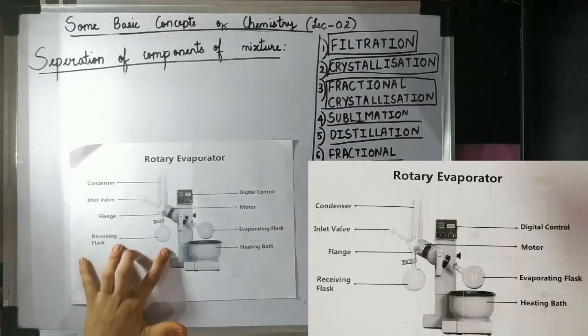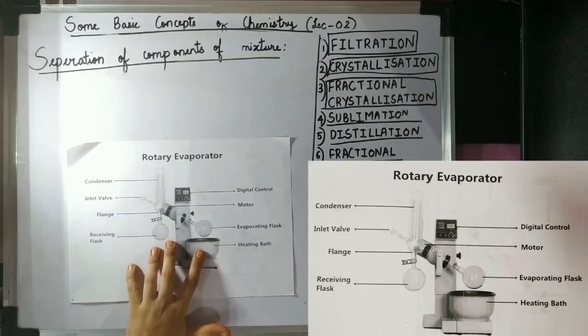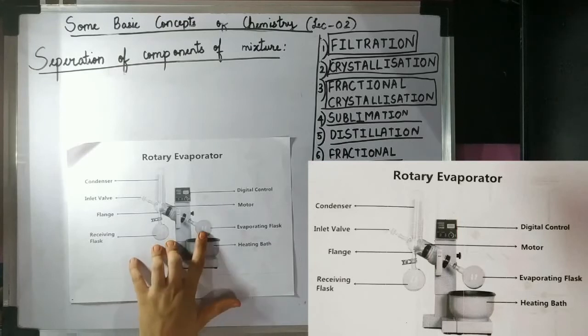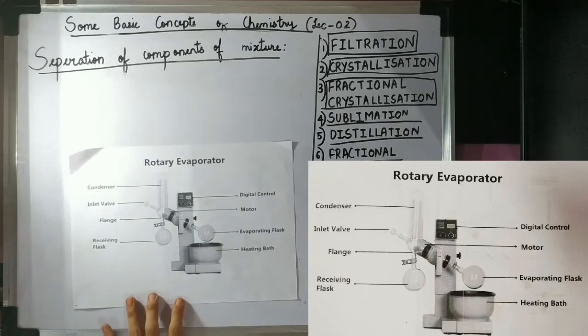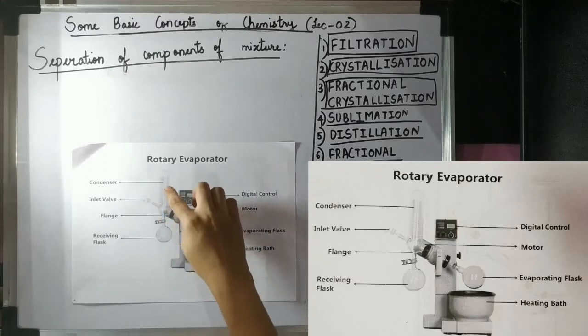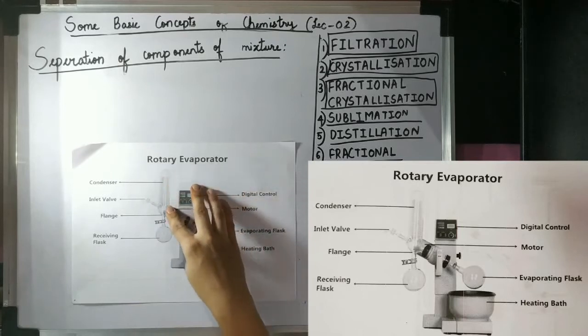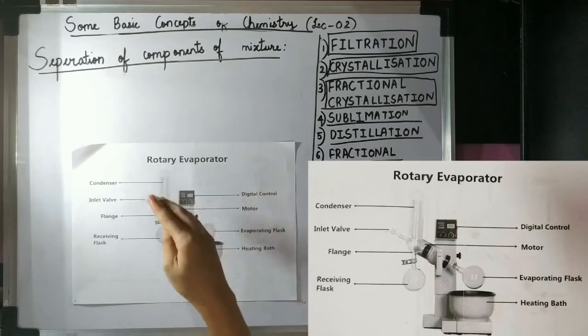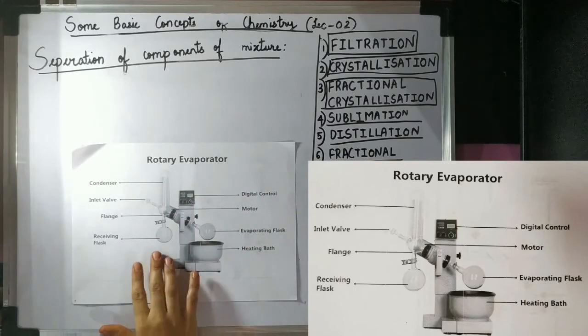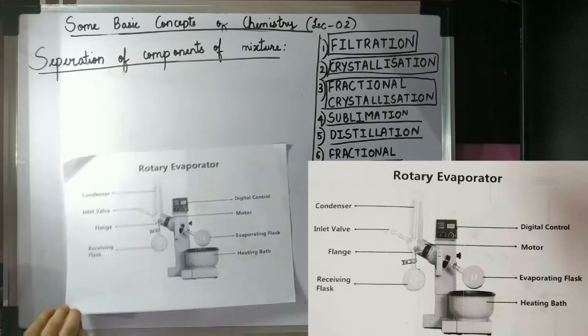Okay, and we have a digital control. Now what we'll do is, we will immerse this into the heating bath. We will heat the substance, and since it is kept at a reduced pressure, it will form vapors, and the vapors will rise into the condenser. In the condenser there is cool water flowing. Then the liquid will condense and fall into the receiving flask. In the receiving flask, it is free from the other liquids or impurities. Okay, I found this important, so I wanted to show this.